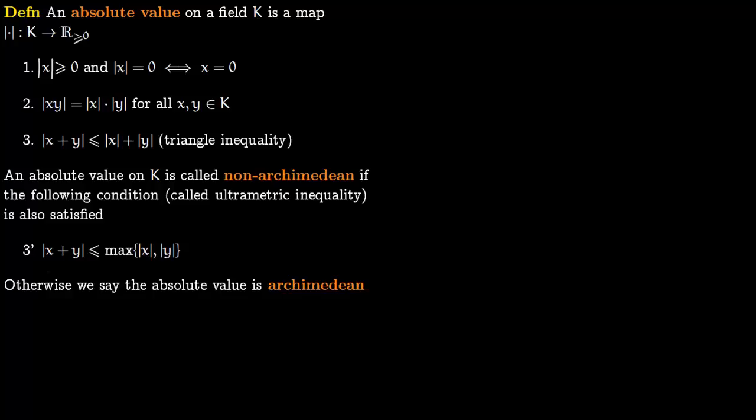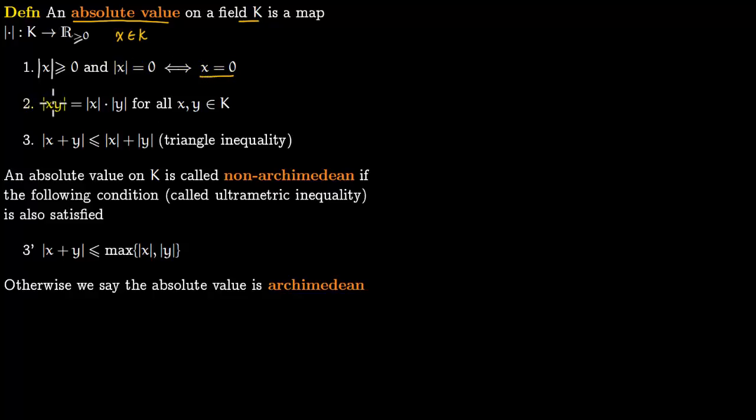In this lecture we introduce absolute values. An absolute value on a field K is a map from the field K to the positive real numbers, and it satisfies the following three properties. Here x is in the field K. The absolute value of x is greater than or equal to 0, and this absolute value becomes 0 if and only if x to start with was 0.